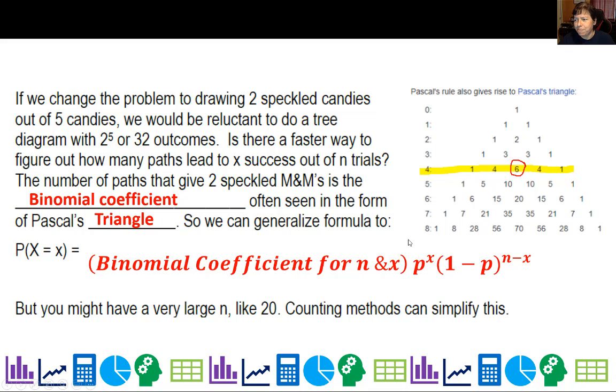But here's the problem. Well, that works pretty well up to 8, and I could even probably do 9 or 10, keep a little printout with me. But what if I had 20? So there are counting methods that can do this, so we don't need Pascal's triangle, although it's cool to see.